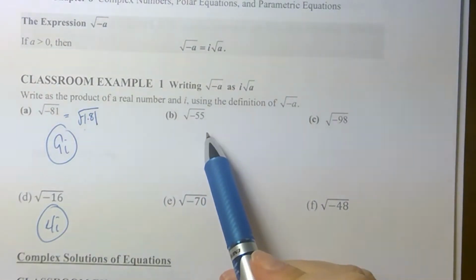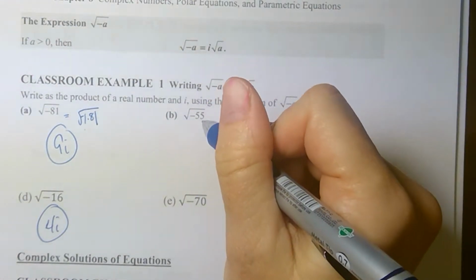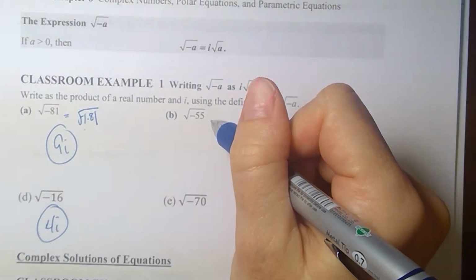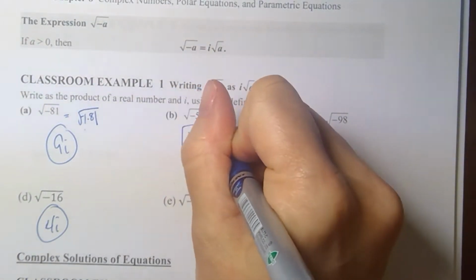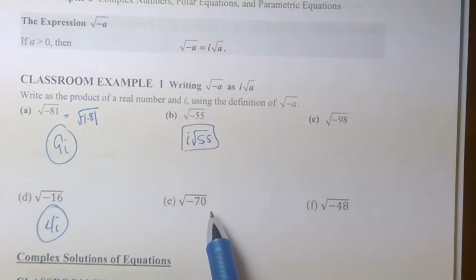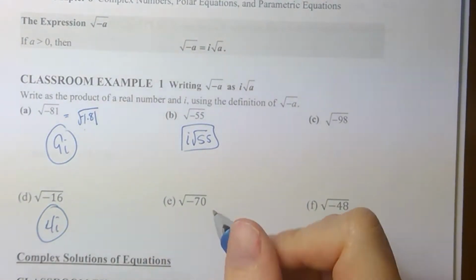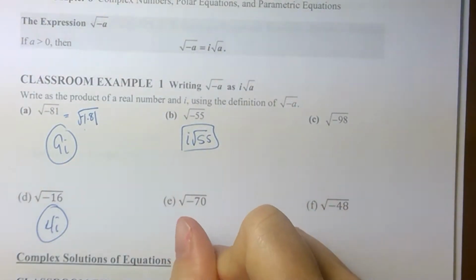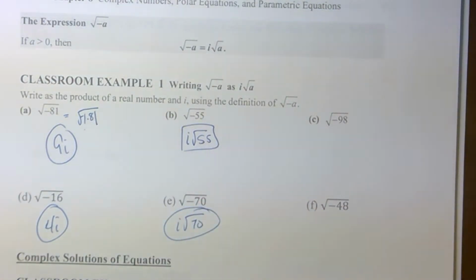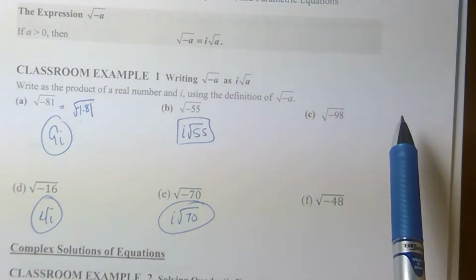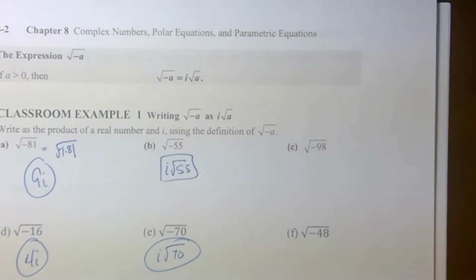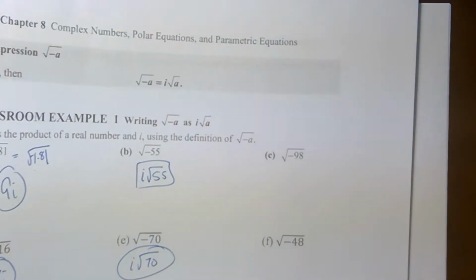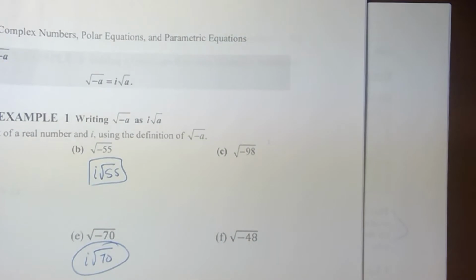B is not a perfect square, and I can't simplify 55. 55 is just 5 times 11, but I can pull that negative out. Notice that I will never leave that negative underneath my radical. 70 is just 7 times 10. 10 is 2 times 5. I don't have any other factors, so no perfect square factors there, so that just simplifies to i square root 70. But when I get over here to 98 and 48, they both are not perfect squares, but they have perfect square factors. So I want to identify that perfect square factor.